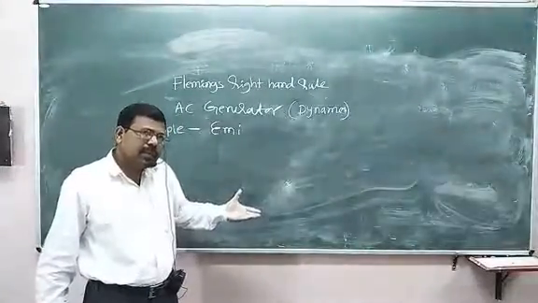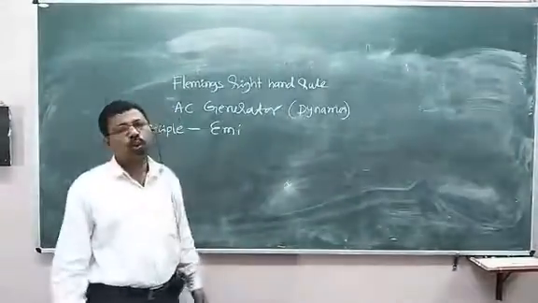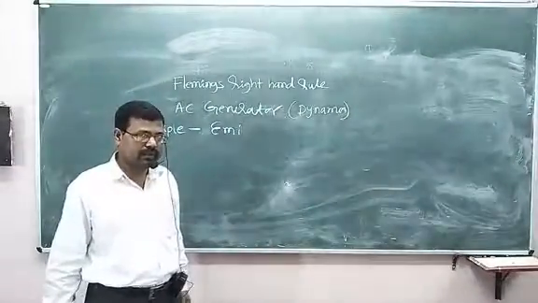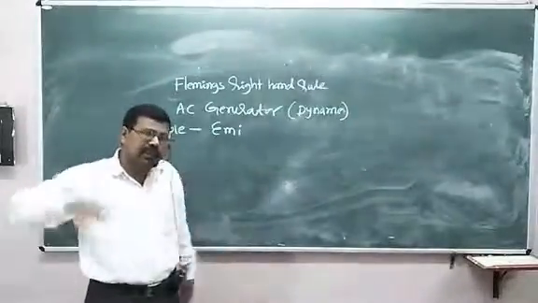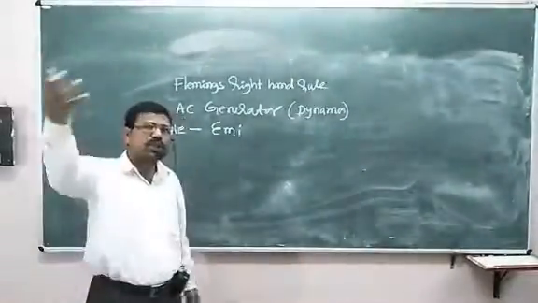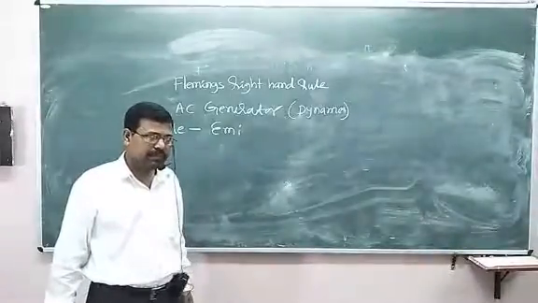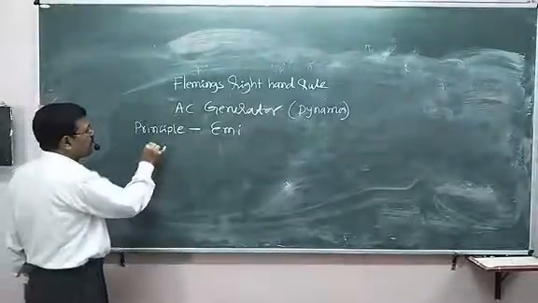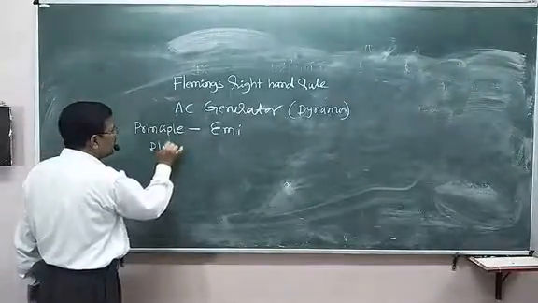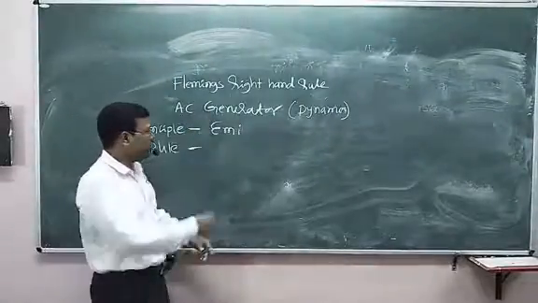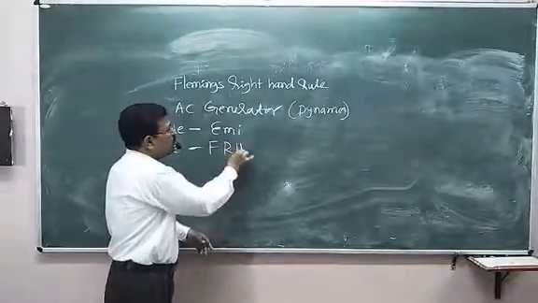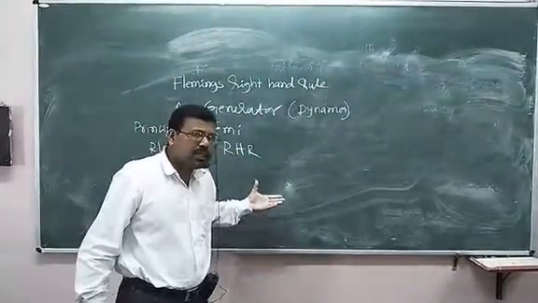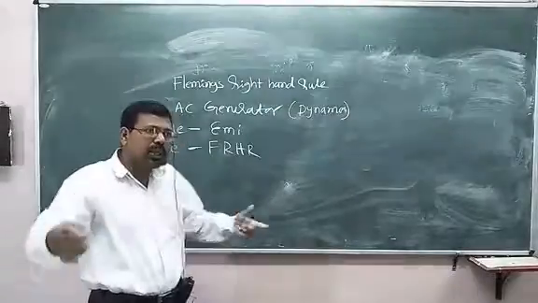What is that principle? Whenever the magnetic field linked with the coil changes, induced current is produced in the coil. That is the principle. Then what is the rule? The rule used in the AC generator is Fleming's right-hand rule. Using this rule, the direction of induced current is found.